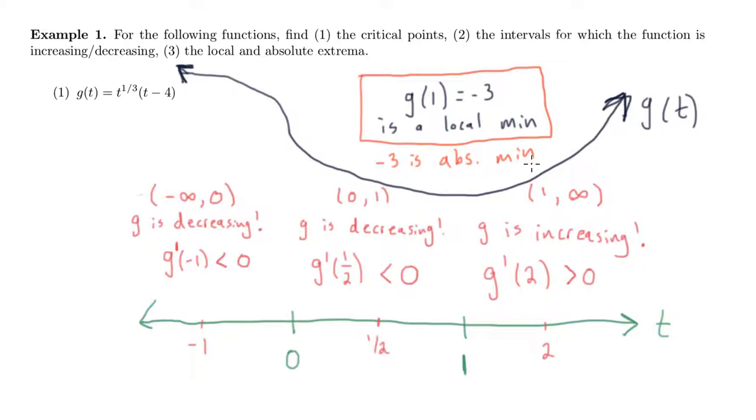And how do I know that? Well, because it's the only minimum, and it's increasing to the right and decreasing to the left, so there's never going to be a t value for which I have g of t less than negative 3, because I'm starting up here, going down, I reach this minimum point, and then I'm increasing forever after. Now I don't have an absolute max, so no absolute max.